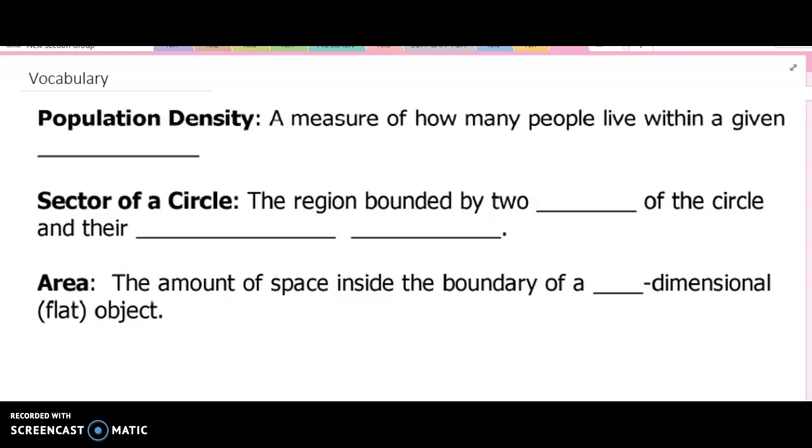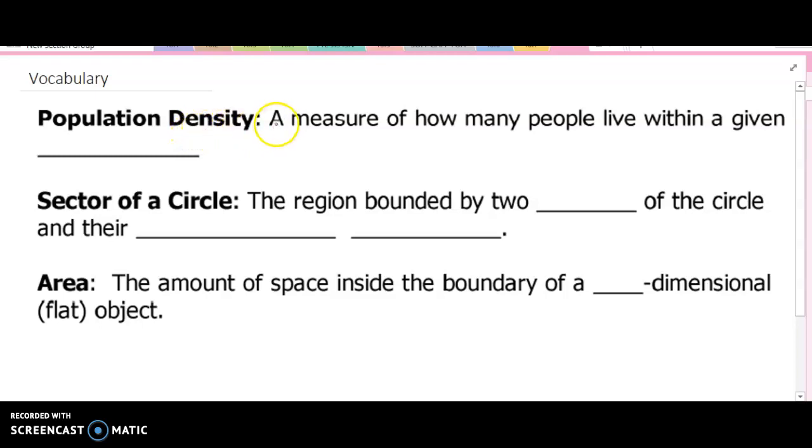All right. So this is the video for section 11.2. And in this video, we're going to talk about areas of circles and pieces of areas of circles called sectors, and population density. So first thing we want to do is go over a few vocabulary words that we're going to use. So first, let's look at population density.